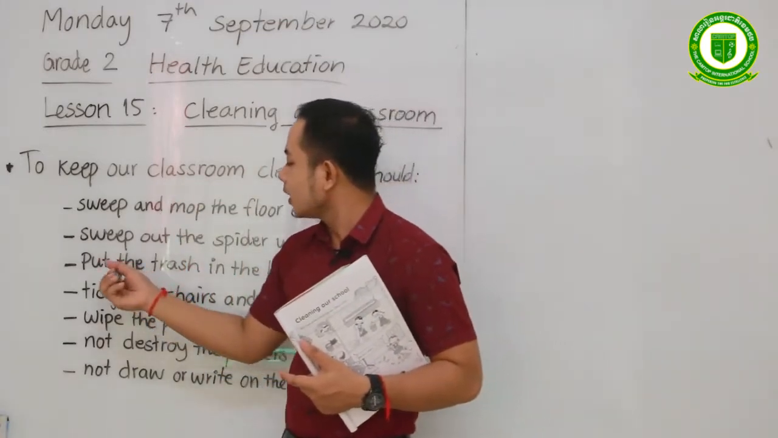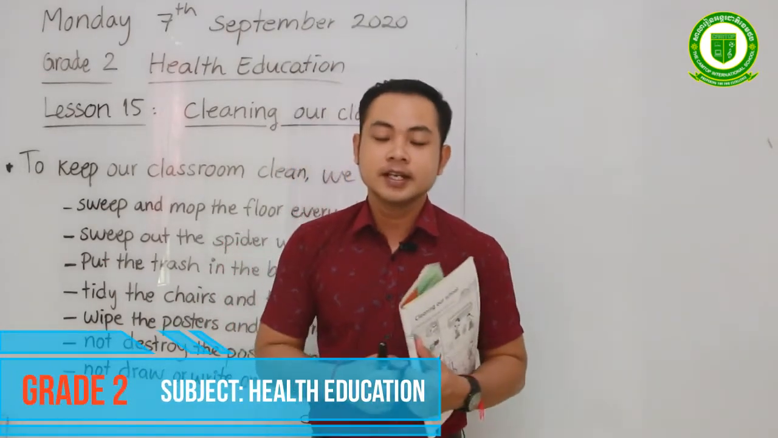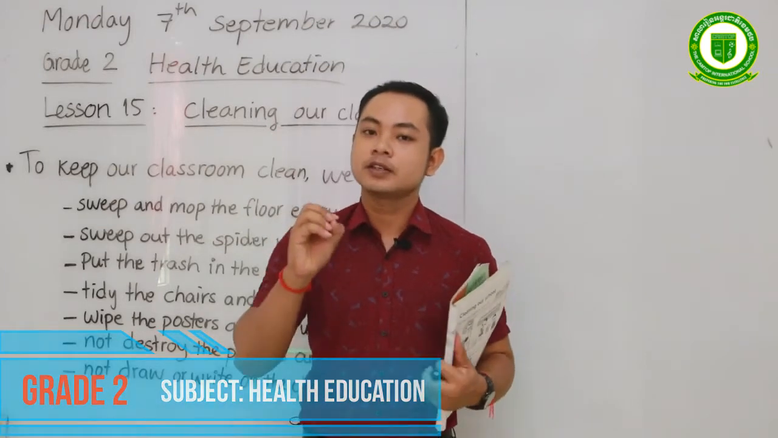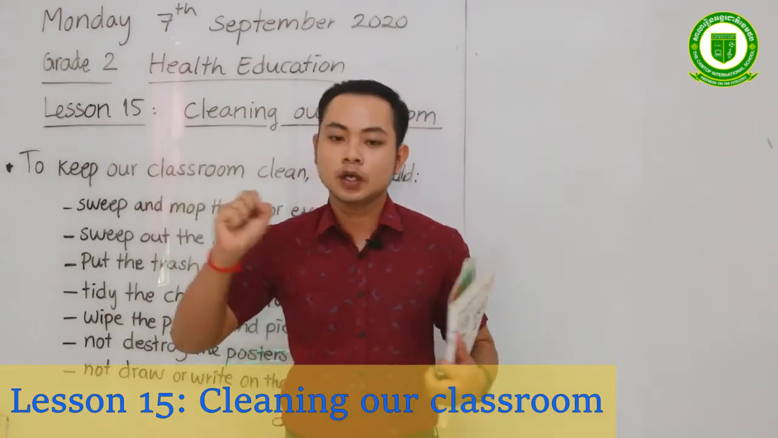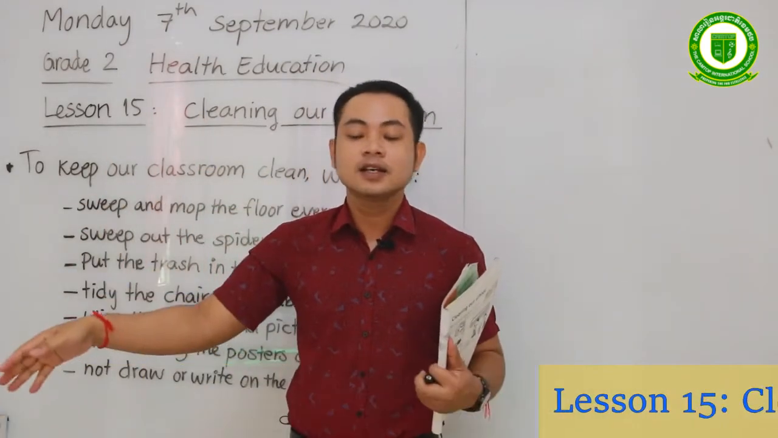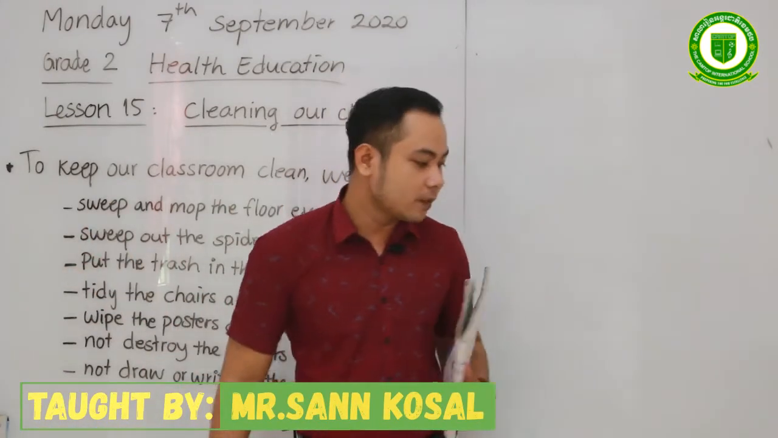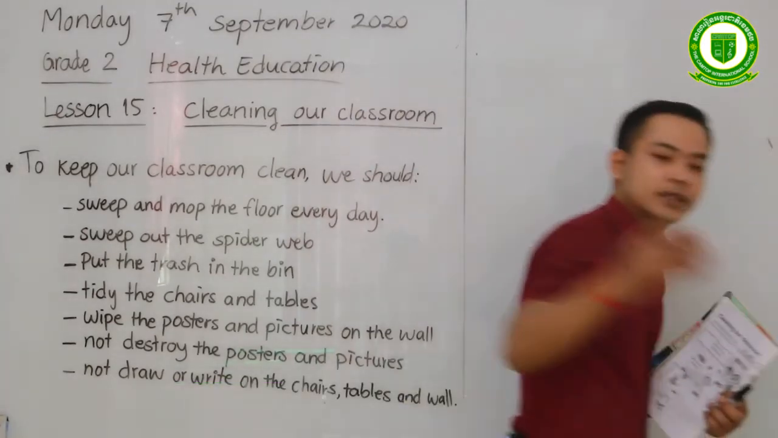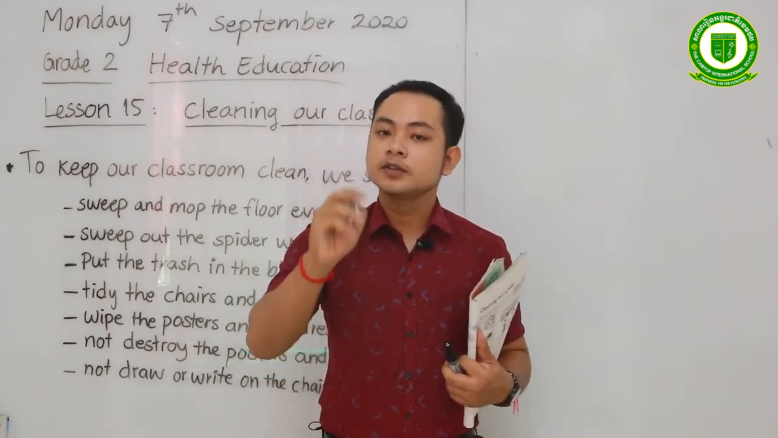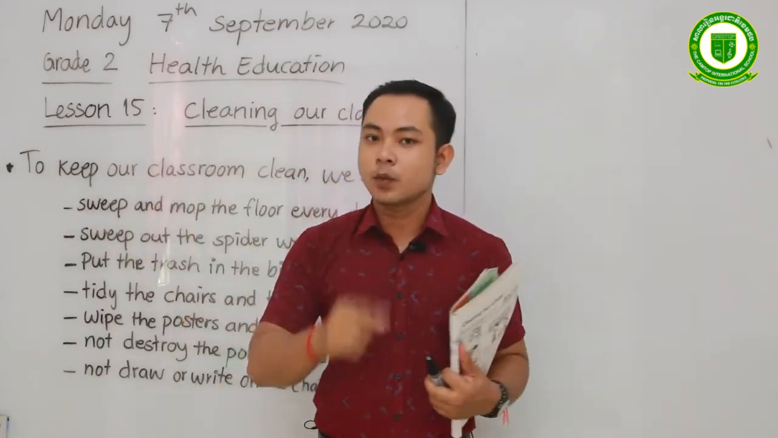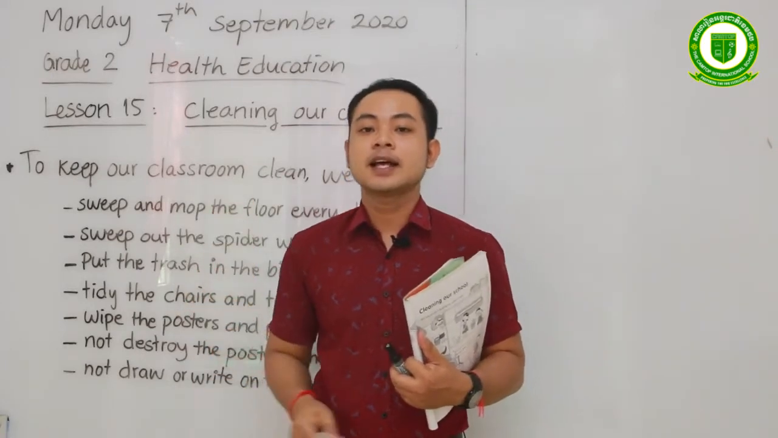Okay, and the third one is we have to put the trash in the bin. This is very important. You have to put the rubbish or the trash in the bin. Do not throw it out of the window, do not drop it on the floor, do not litter on the chair, do not just throw it everywhere in the classroom. If you have trash or waste paper, do not drop or litter it on the floor. Remember to put it in the bin. Each classroom has one dustbin, so put it in there so that we will keep our classroom clean.